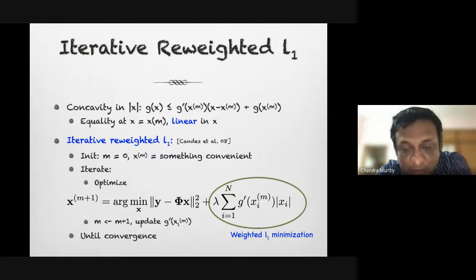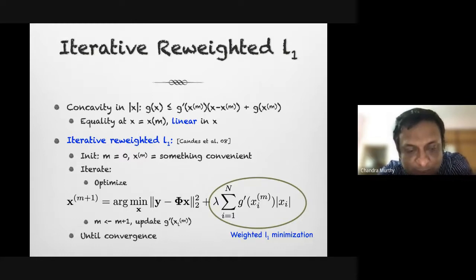It can be solved very easily using any convex optimization solver, or you can convert it into a linear program and solve it using a linear programming toolbox. And so basically this sub-problem is easy to solve. Once you solve this sub-problem, you will get xm plus 1. Then you compute g prime of xm plus 1. And then you update that and you again solve this weighted L1 minimization problem.